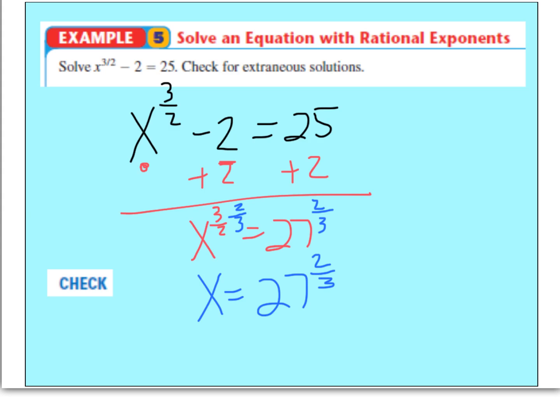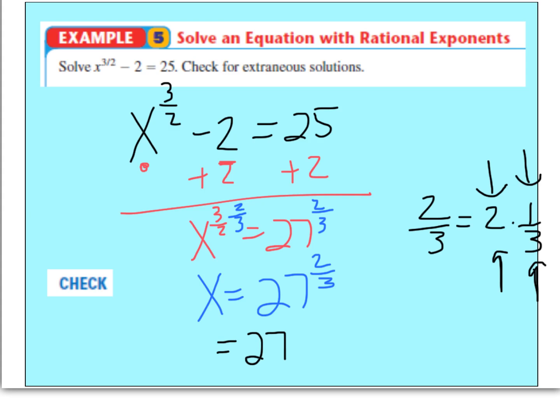Now you do have to simplify this, so remember that exponent of 2/3 can be broken up into a 2 and a 1/3. So I can either come in and square 27 first and then take the cube root, or I could take the cube root of 27 first and then square it, whichever is easiest. For me, I'm going to do 27 to the 1/3 power and then square it. The cube root of 27 is 3. 3 squared would be 9.